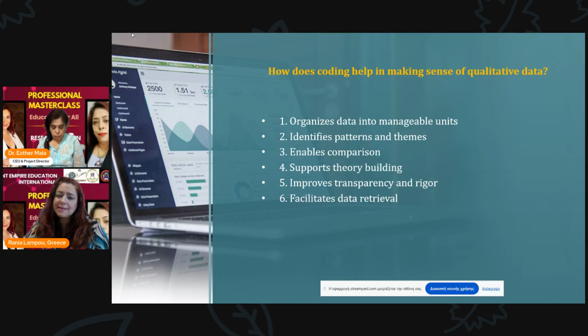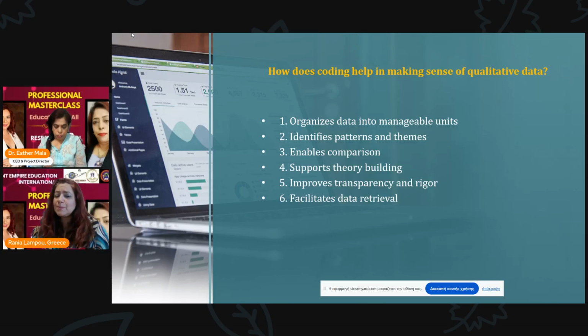By organizing data into manageable units. Coding involves assigning labels or codes to chunks of text that represent themes, ideas, or concepts. And this allows researchers to break down large volumes of data into smaller and meaningful categories.